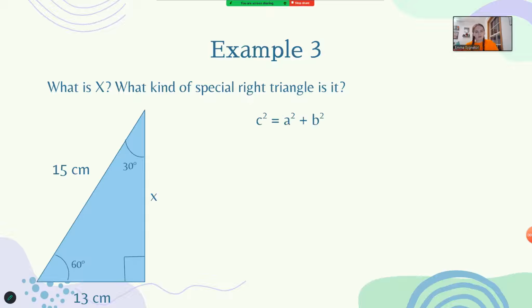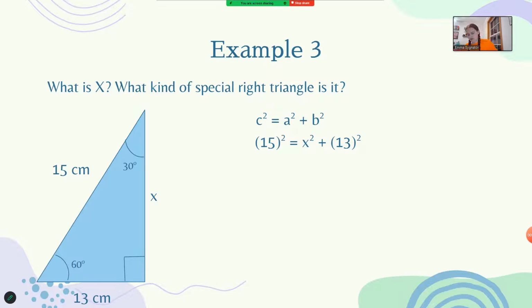Okay, we have the equation. And now what we're going to do, like normal, is substitute the numbers into the spots. C is the hypotenuse, which is where the number 15 is located. So we have 15 squared equals, and then A is x. So we will be solving for A, solving for x, but x is in the A spot, plus 13 squared, because 13 is in the spot of B.